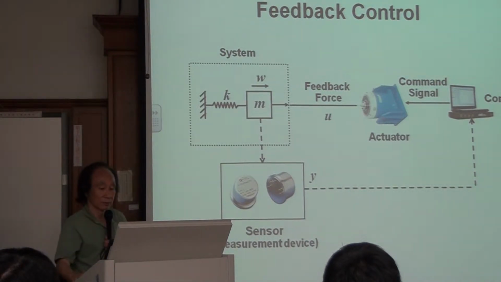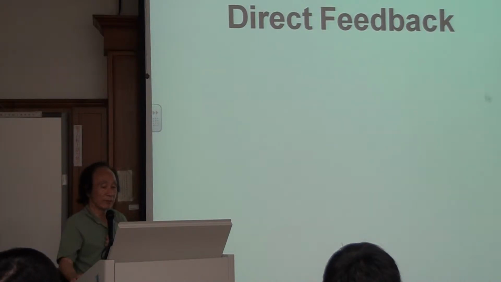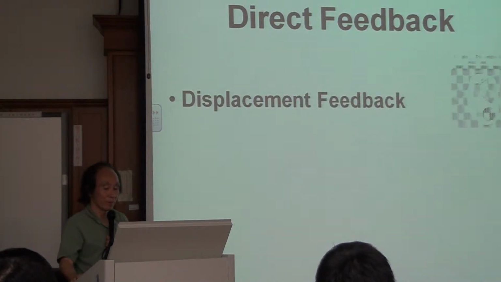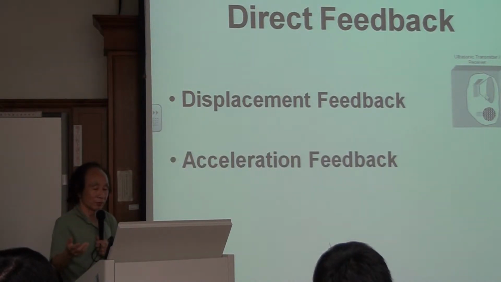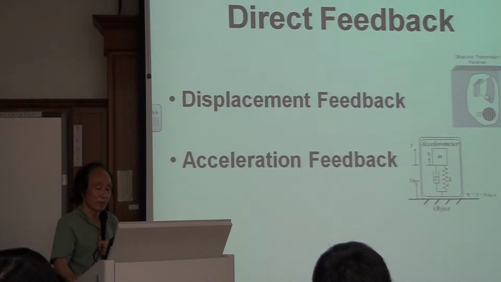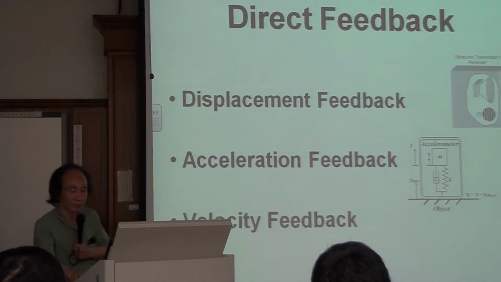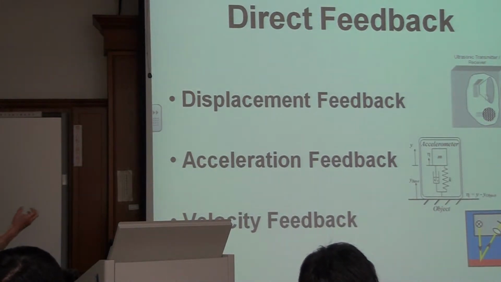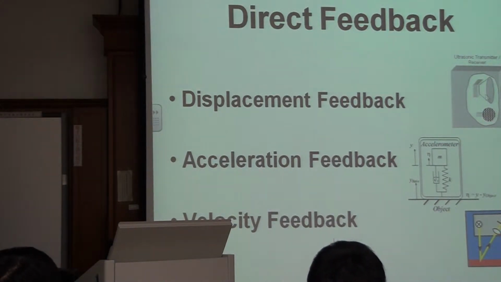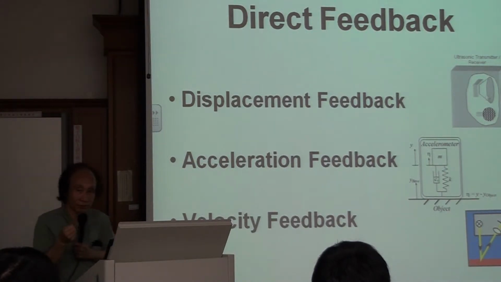Now, the second one here we call direct feedback. What do you mean by direct feedback? We can have a displacement feedback, we can have acceleration feedback, we can also have a velocity feedback. And they are all different sensors. So we have a sensor measurement come in, then we multiply by a constant term, then feedback. We call that direct feedback.